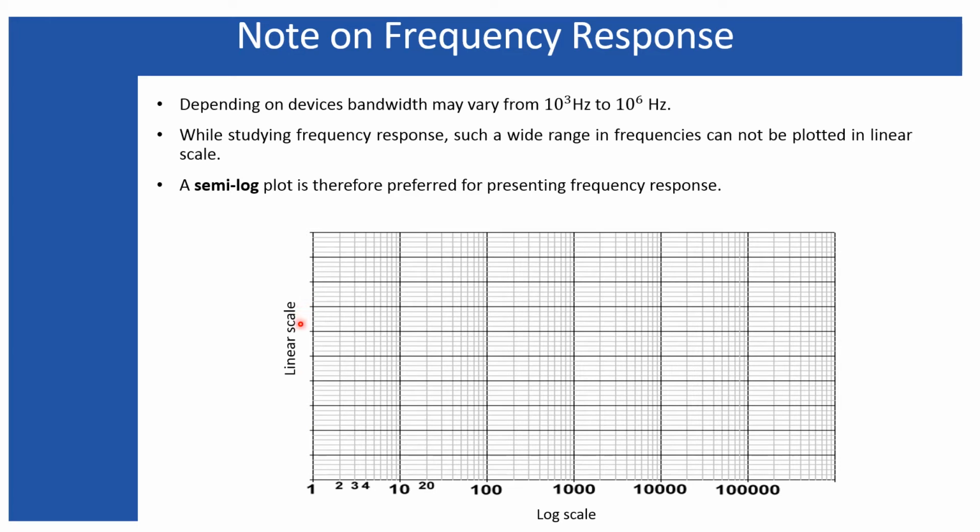A decibel value greater than 1 represents that the output voltage is greater than the input voltage. A decibel value equal to 1 represents that the output voltage is equal to the input voltage, and when it is less than 1, it represents that the output voltage is less than the input voltage. So that can also be plotted on the y-axis.